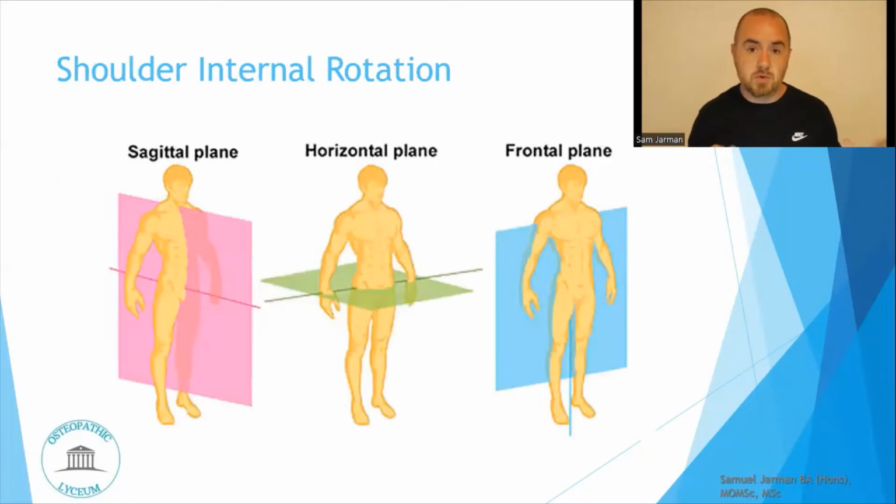So, our quick review of planes. The sagittal plane cuts the body 50% left and right, so it's a cut right down the middle. The horizontal or transverse plane is a 50% cut of the body top to bottom. The frontal plane is a 50% cut of the body back to front, also called the coronal plane.